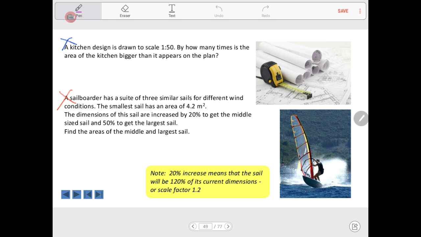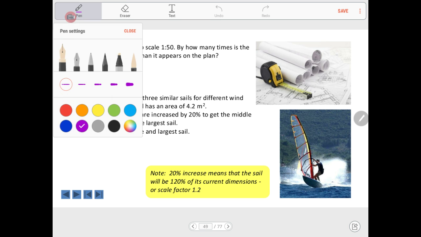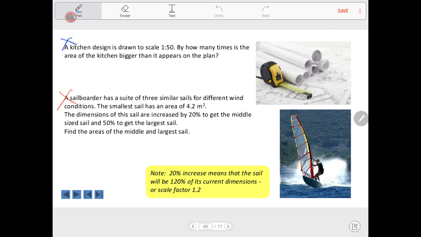But this is the area that we're talking about here. So remember, this increases by the scale squared. Okay? And that means our scale is 1 to 50, so we're scaling up. The scale ratio is 50.